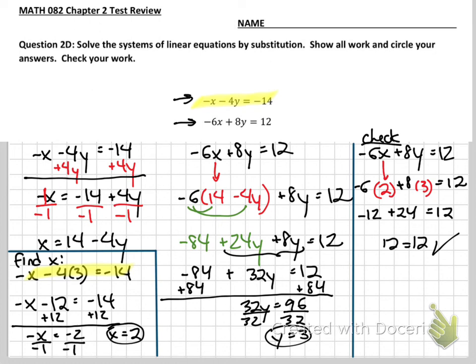Okay, so it checks out. 12 is equal to 12. So we know that our final answer is the ordered pair 2, 3, or you could write x equals 2, y equals 3. And again, we checked our work so we know that it is valid.